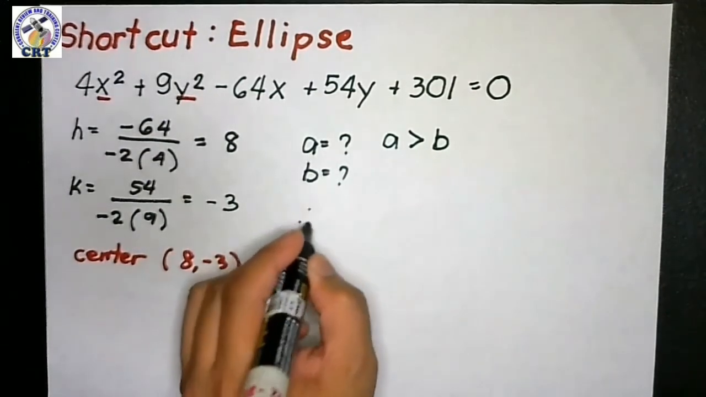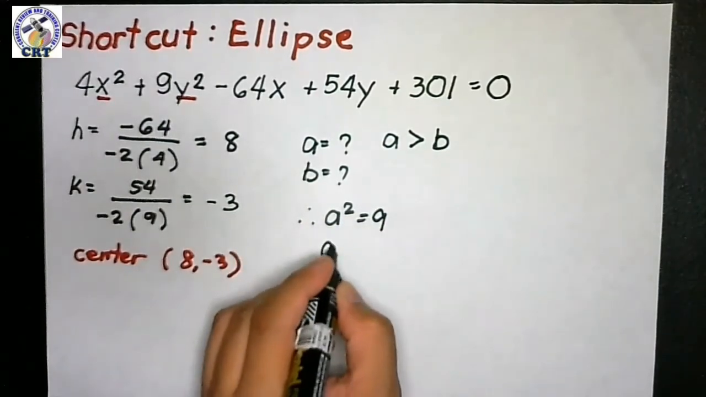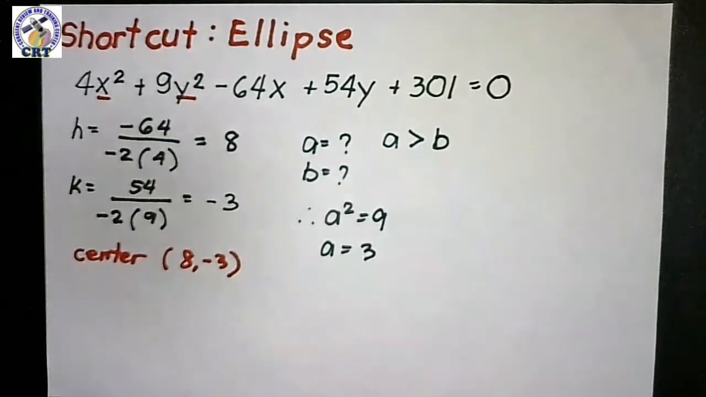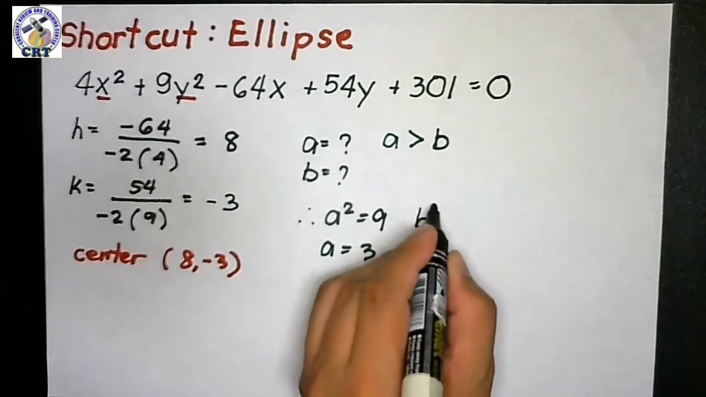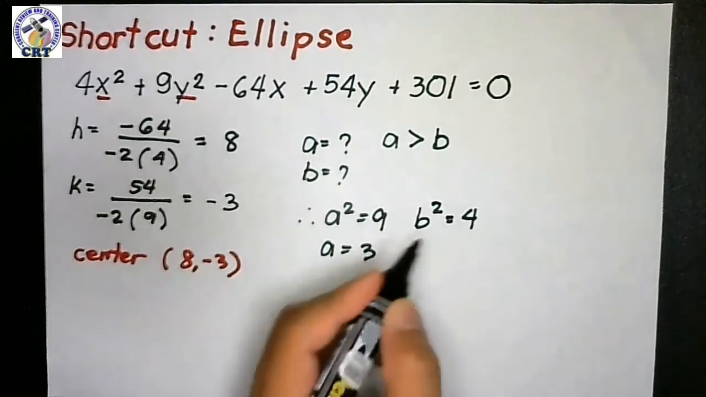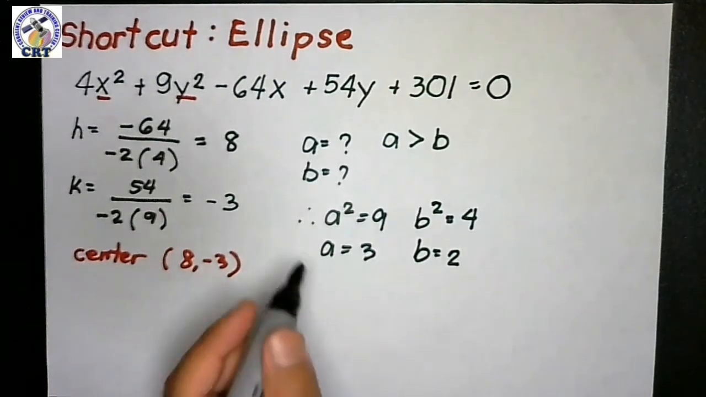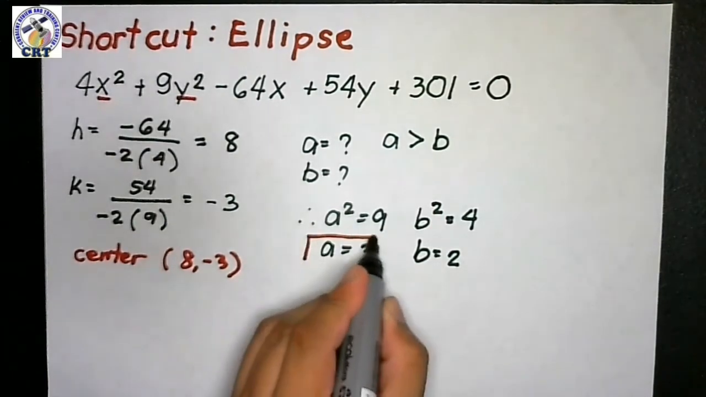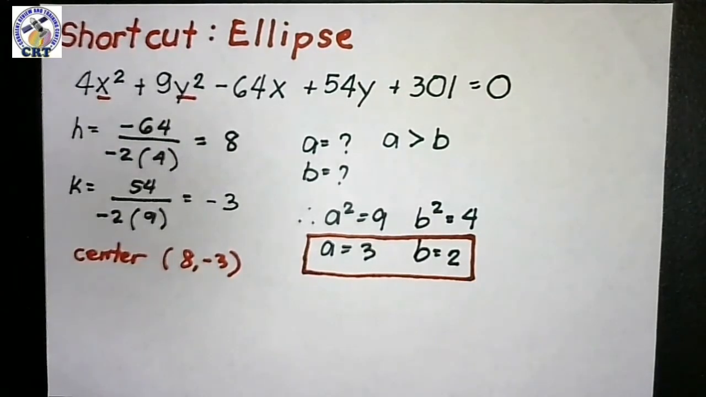So, therefore, A squared na agad yung 9. Then, A is 3. Then, yung matitirang coefficient, yun naman yung B squared. Okay? Which is 4. Therefore, B is 2. So, ito naman yung sagot natin pag isosolve natin using shortcut ang A and B. Then the rest, yung pagkuha ng C, D, E, parehas lang sa solution natin sa long method.